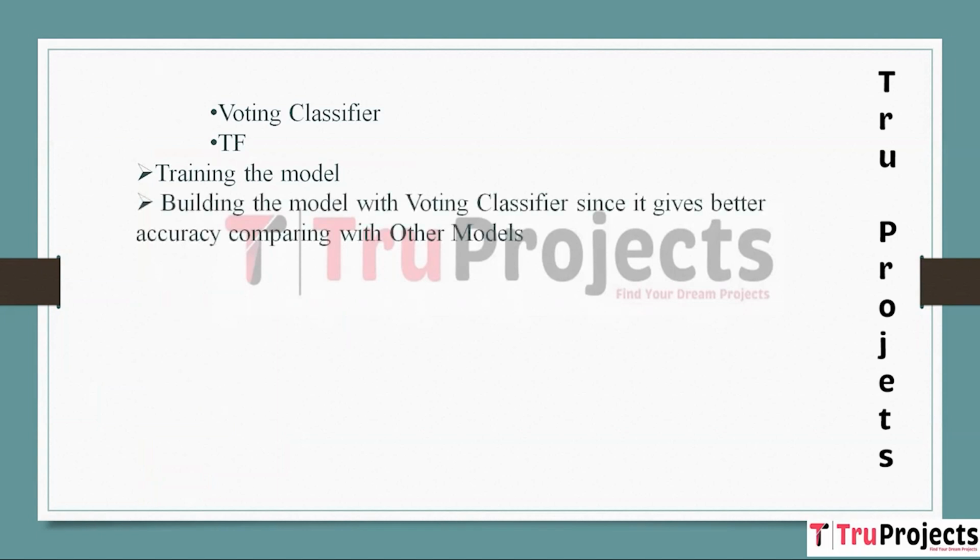Building the model with the voting classifier, since it gives better accuracy compared with other models. The voting classifier is selected as the primary model because it aggregates the predictions of multiple base models, potentially resulting in better accuracy compared to individual models. It combines the strengths of various classifiers to provide a more robust and accurate predictive model. The trained voting classifier becomes a crucial component in the prediction process.